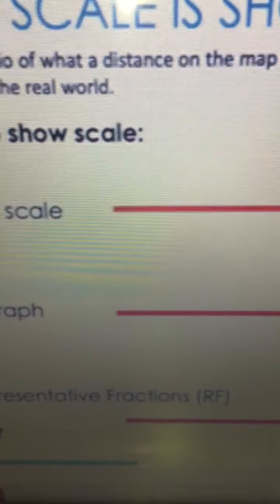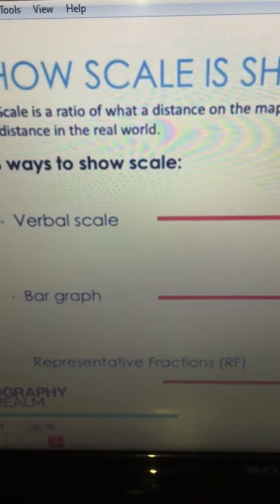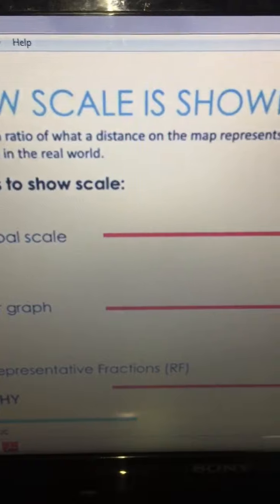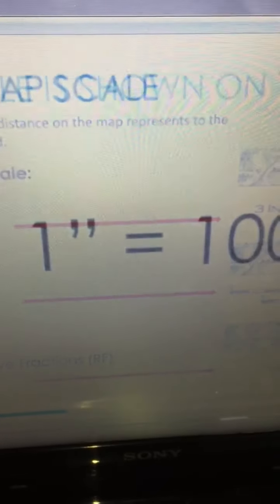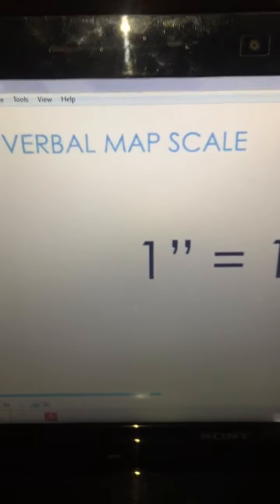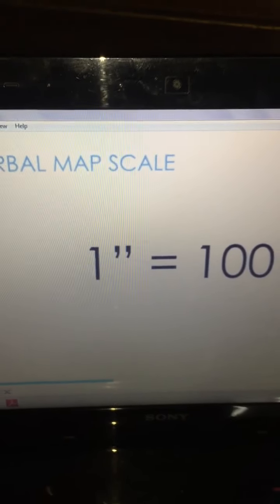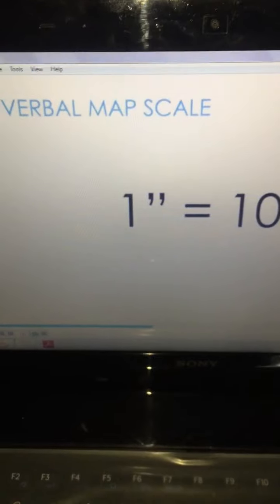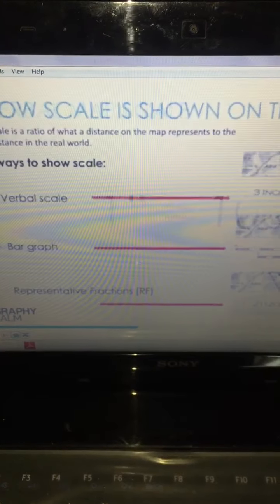Verbal scales use a ratio of one type of unit on the map to indicate the distance that unit represents on the ground. For example, 1 inch equals 100 feet. This means that 1 inch on the map represents 100 feet on the ground.